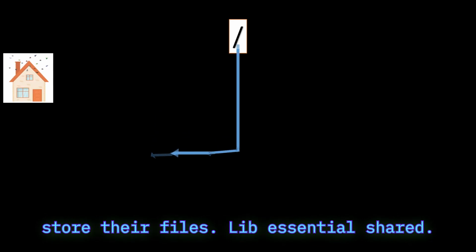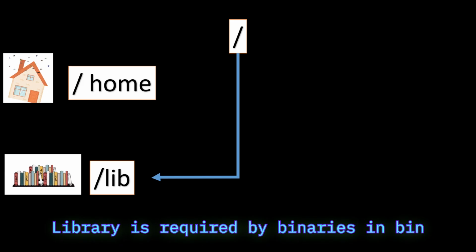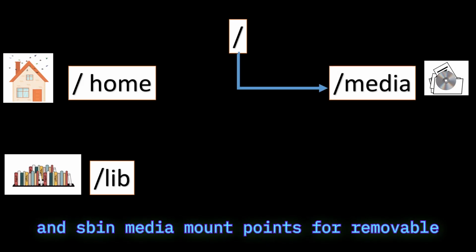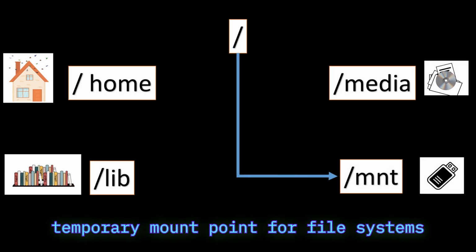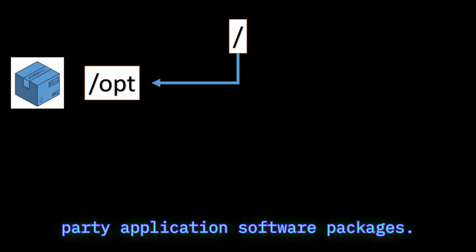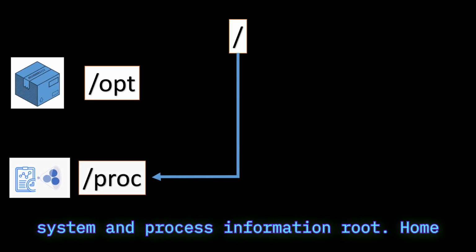Lib: essential shared libraries required by binaries in bin and sbin. Media: mount points for removable media like USB drives and CDs. Mnt: temporary mount point for file systems mounted manually. Opt: optional or third-party application software packages. Proc: virtual file system providing system and process information.